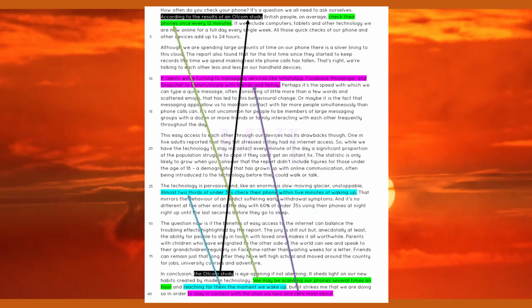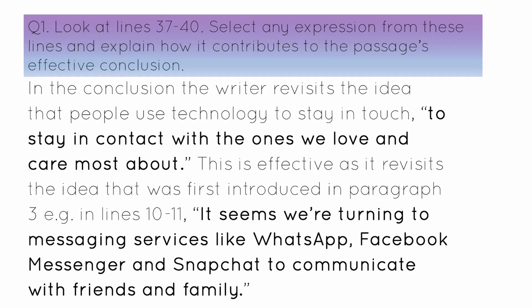I think we're starting to get the idea here. Hopefully you are anyway. One more example. In the purple section at the bottom, to stay in contact with the ones we love and care most about, that was mentioned in the 3rd paragraph. That's why apparently we're using WhatsApp, Facebook, Messenger and Snapchat to communicate with friends and family.